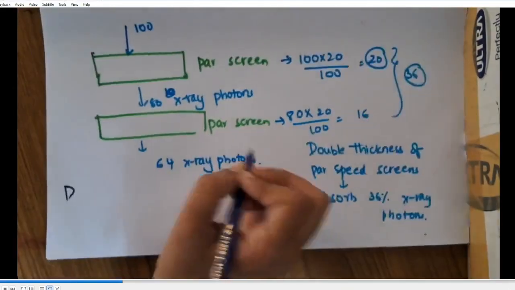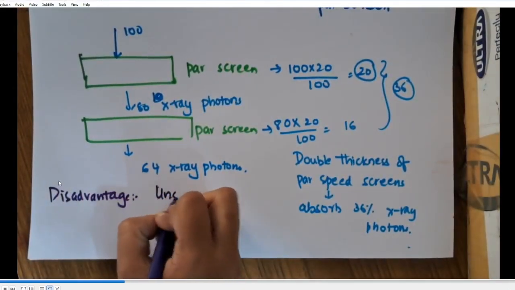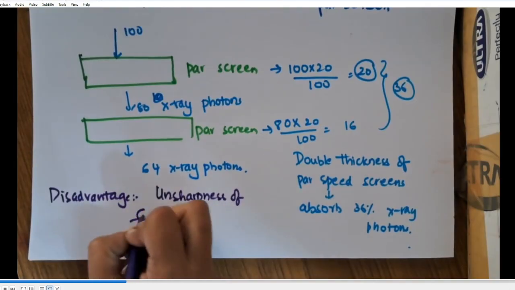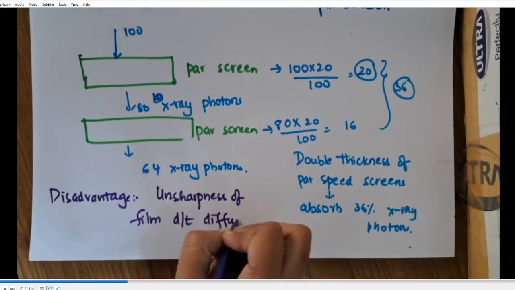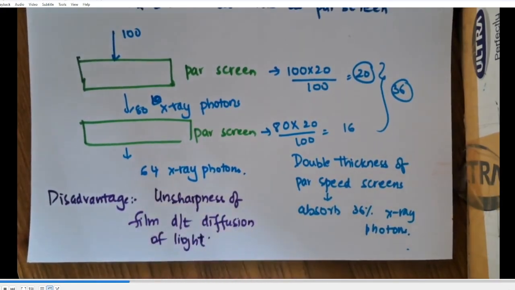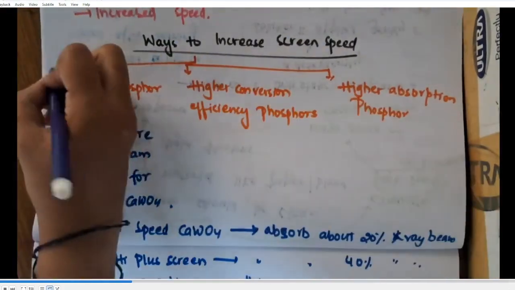So it is possible to continue increasing the speed of calcium tungstate screens by increasing the screen thickness, but the main disadvantage is the unsharpness of the image. Unsharpness of the image is caused by light diffusion in the thick phosphor layer and it is unacceptable. In calcium tungstate screens, a compromise should be made between speed and sharpness.